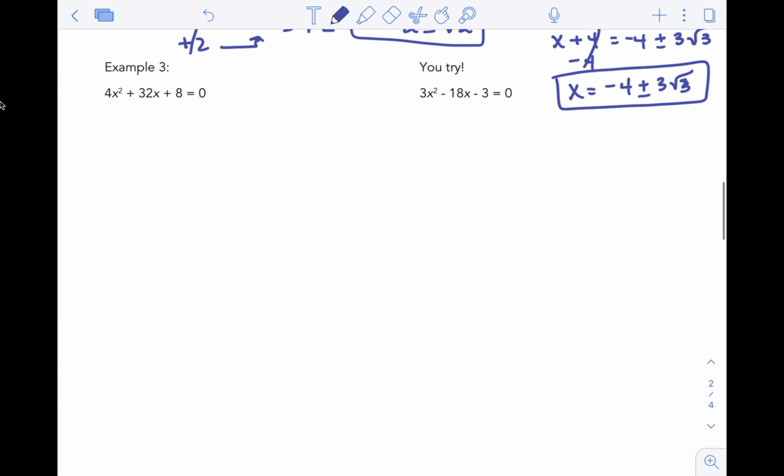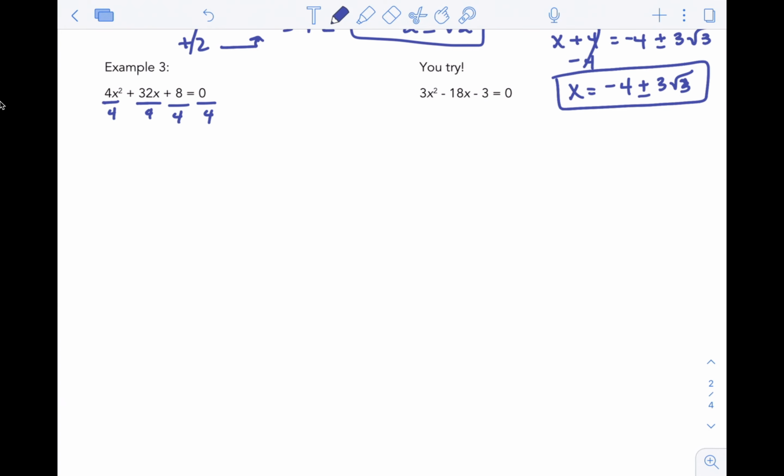Last two. So what do you do if a doesn't equal 1? Very easily, you take it out. In this case, example 3, a equals 4. That is not what we want. Not going to happen.